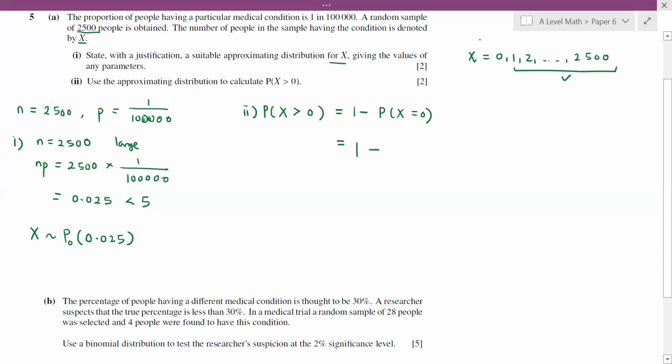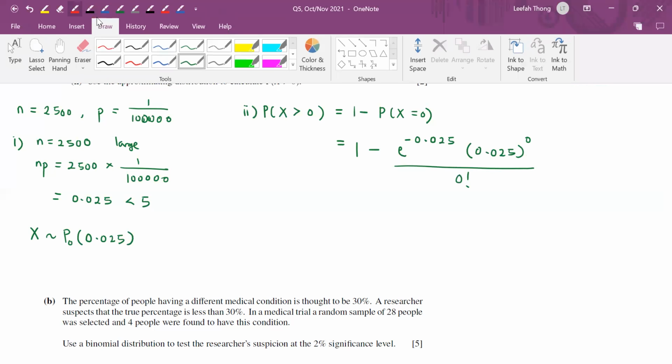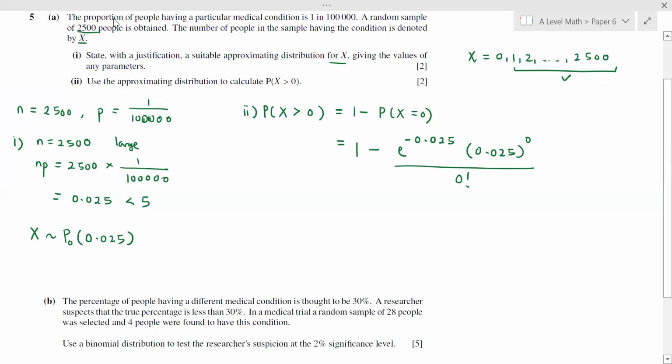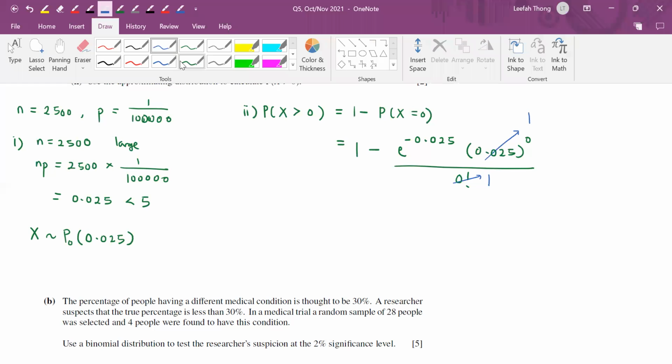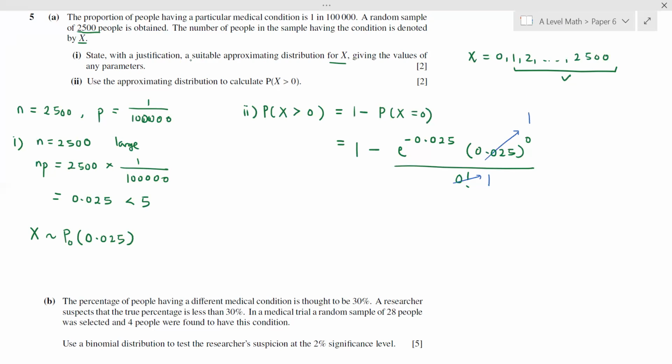And since X follows a Poisson distribution, we have e to the negative lambda, e to the negative 0.025, times lambda to the 0, 0.025 to the 0, over 0 factorial. For all these here, you see that this has a value of 1, that has a value of 1. The only thing that we are evaluating is e to the negative 0.025 using your calculator, and subtract from 1. That will give us 0.0247 to 3 significant figures.